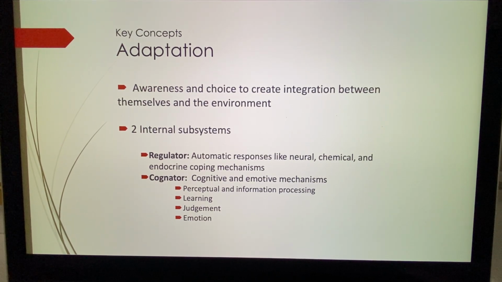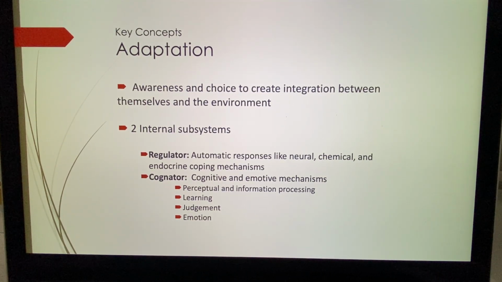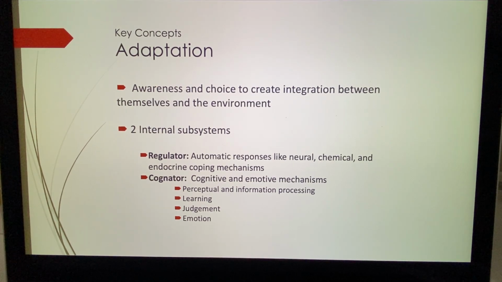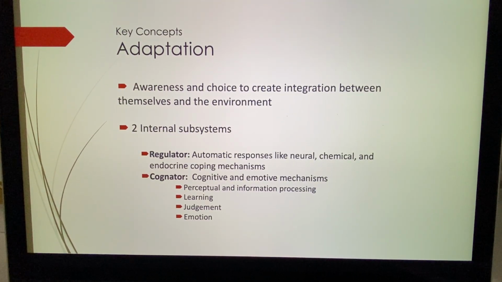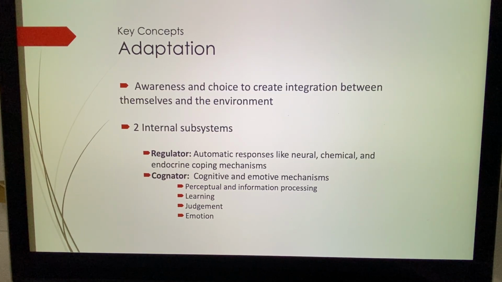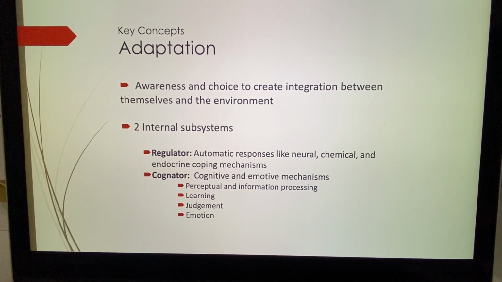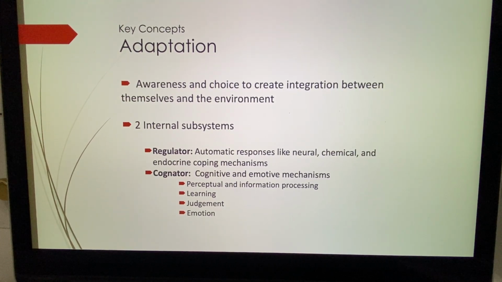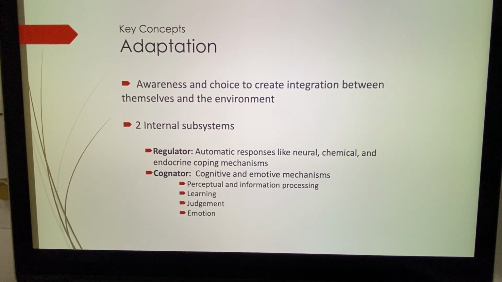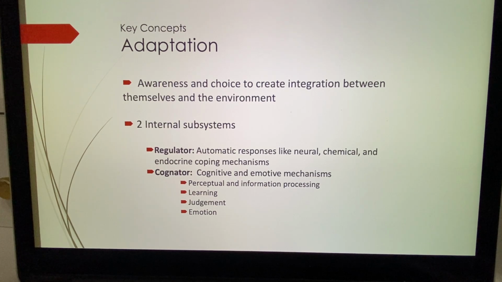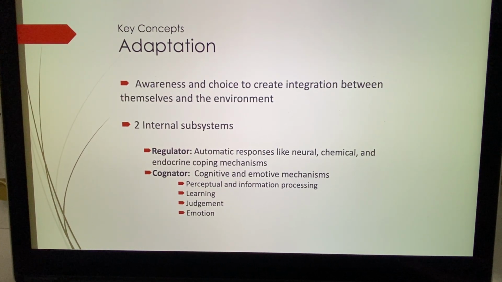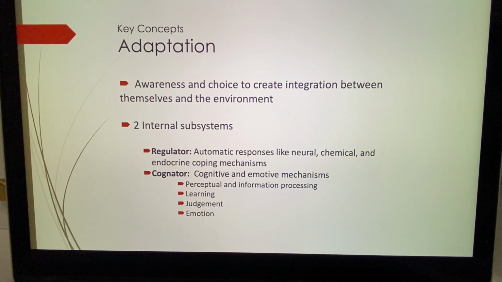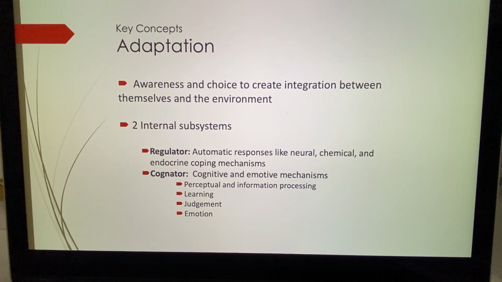Adaptation is another key concept. This refers to the person using awareness and choice to create integration between themselves and the environment. There are two internal subsystems contributing to adaptation. There's the regulator subsystem, which responds automatically through mechanisms like neural, chemical, and endocrine systems. There's the cognitor subsystem, which involves cognitive and emotive mechanisms that include perceptual and information processing, learning, judgment, and emotion.